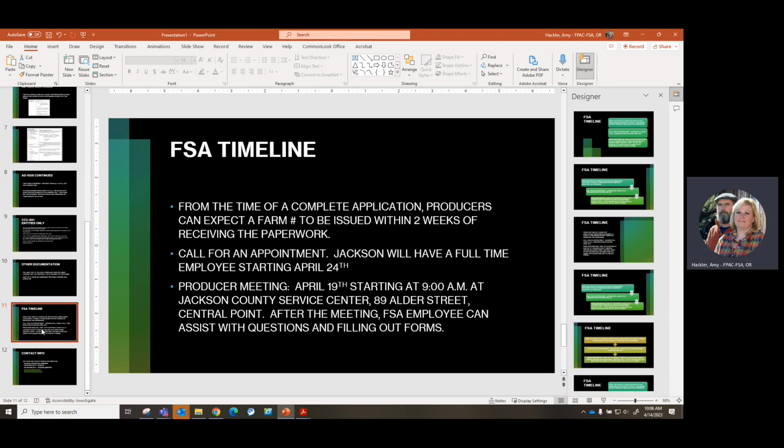So the most questions our office receives is about our timeline. Many producers are already under a strict timeline with ODA and often forget that they need a farm number from the Farm Service Agency. So from the time of a complete application, producers can expect a farm number to be issued within 2 weeks of receiving the paperwork.